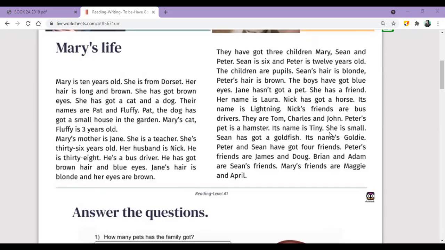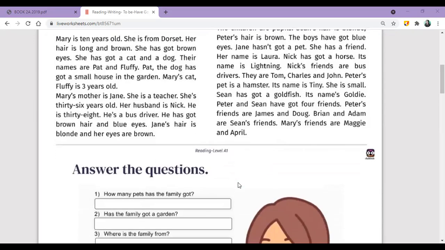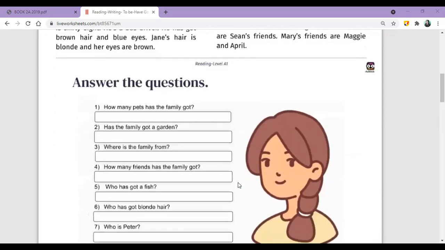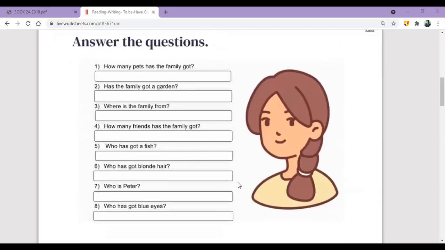She's small. Sean has got a goldfish. Its name's Goldie. Peter and Sean have got 4 friends each. Peter's friends are James and Doug. Brian and Adam are Sean's friends. Mary's friends are Maggie and April. Very good. Okay. Now, answer the questions.